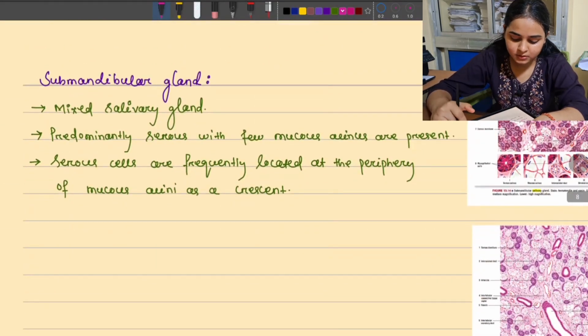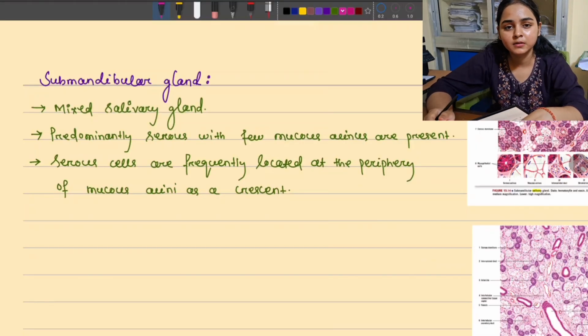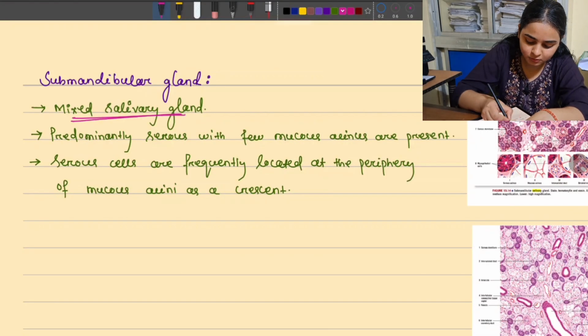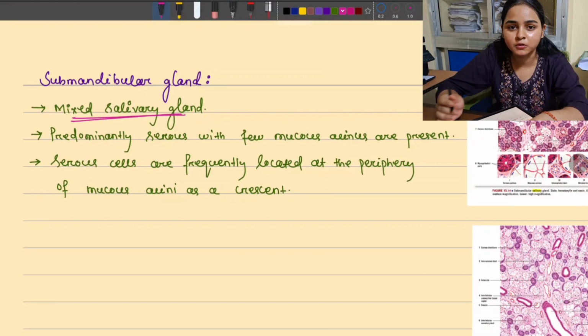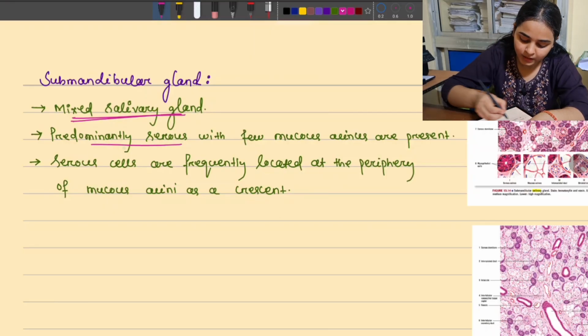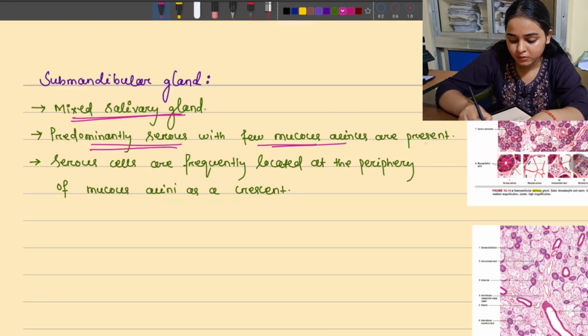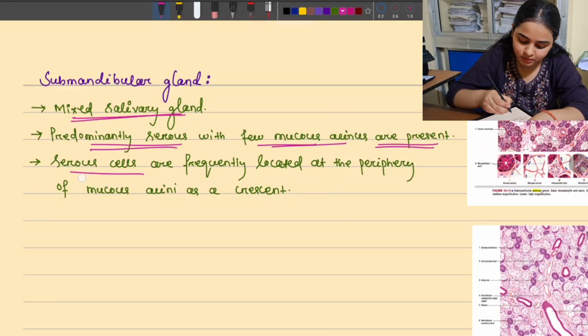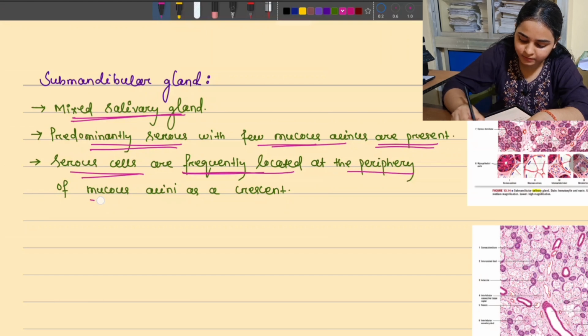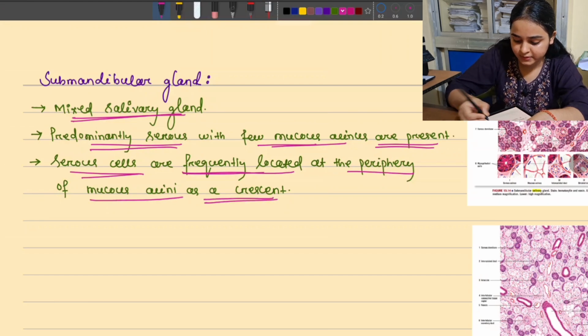Okay, now let's come to the submandibular gland. Submandibular gland is a mixed salivary gland. As you know, it is a mixed salivary gland. Both mucous and serous parts are present. It is predominantly serous with few mucous acinus present. Serous cells are frequently located at the periphery of mucous acinus as a crescent.